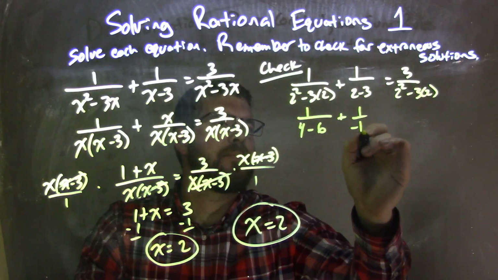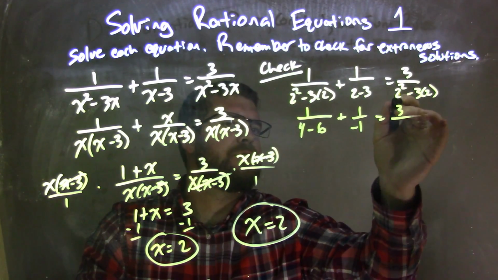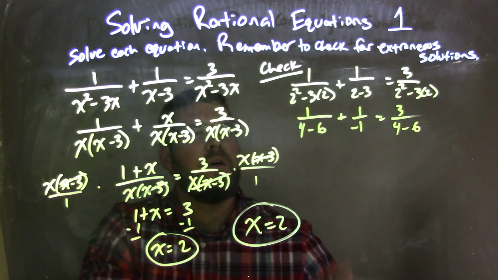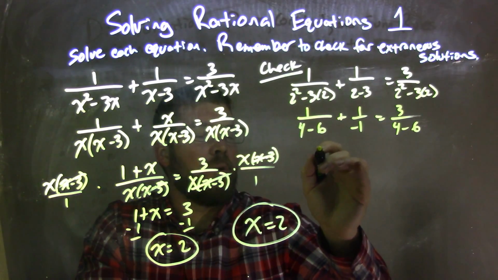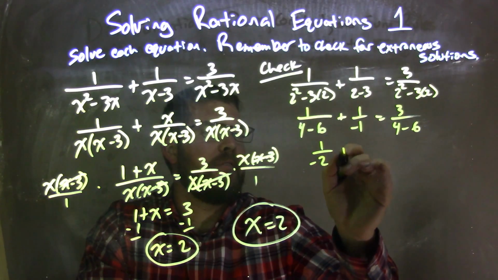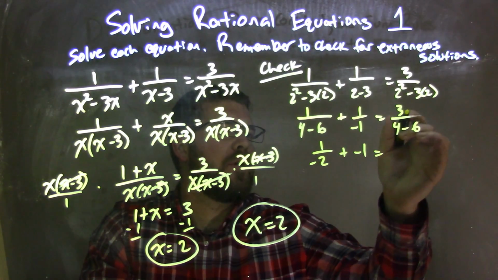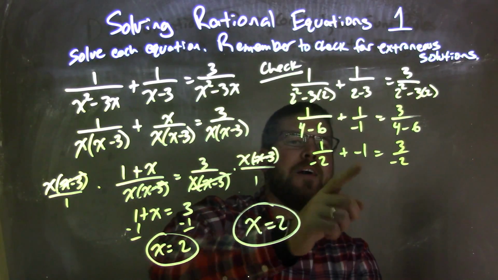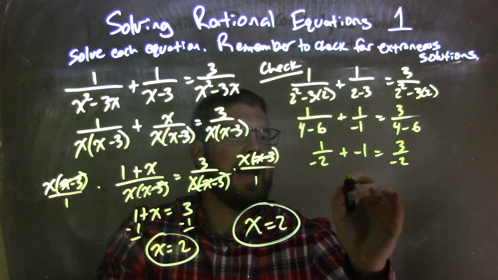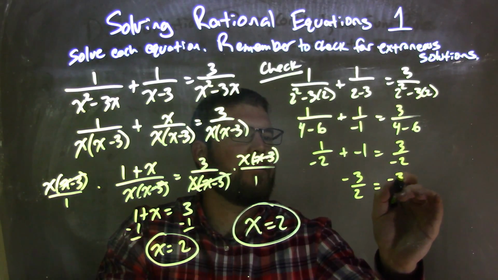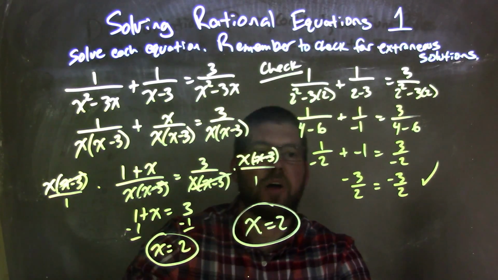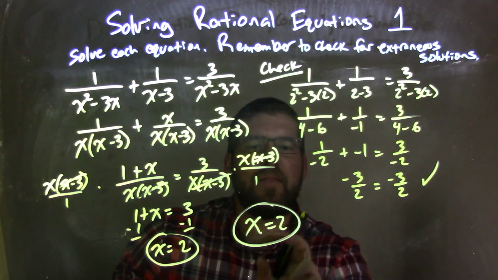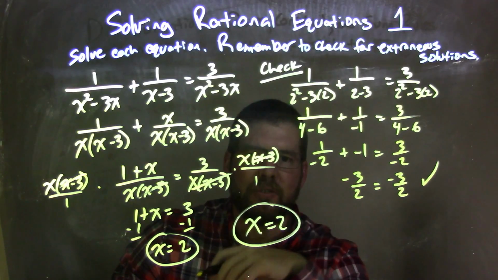plus 1 over 2 minus 3, which is a negative 1, equals 3 over 2 squared, which is 4, minus 6 again here. So let's simplify. 4 minus 6 is negative 2, so we have a negative 1 half there, plus a negative 1, equals 3 over negative 2. Negative 1 half plus a negative 1 is a negative 3 halves, so we have negative 3 halves equals negative 3 halves. Our left and right hand sides are equal, which is great, and that confirms that 2 is a real answer, not an extraneous solution.